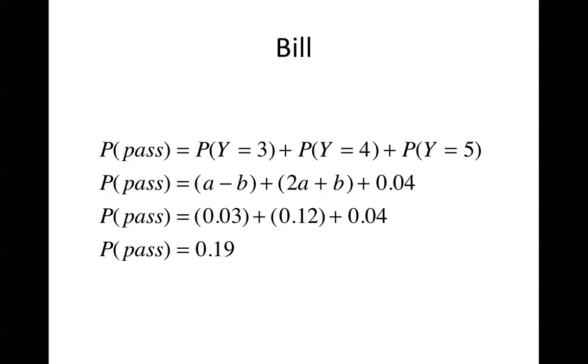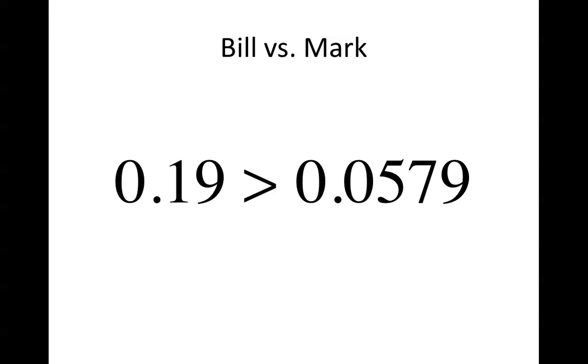So we can see here that in order for Bill to pass, the probability he would have to have is if he answered 3 questions right, in addition to if he answered 4 questions right, in addition to if he answered all 5 questions right. You then substitute in the values below, so it becomes a minus b plus 2a plus b plus 0.04. Because you also know the values of a and b from part B II, you know that eventually it becomes 0.03 plus 0.12 plus 0.04, which eventually comes out to 0.19. Now, simple math. 0.19 is obviously greater than 0.0579, which means that Bill is more likely to pass the test.